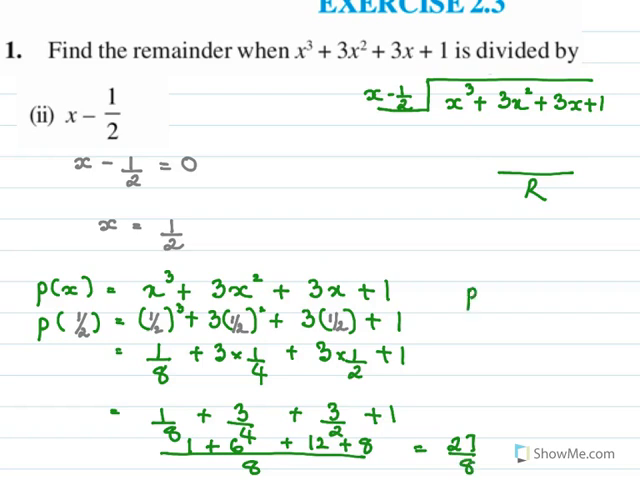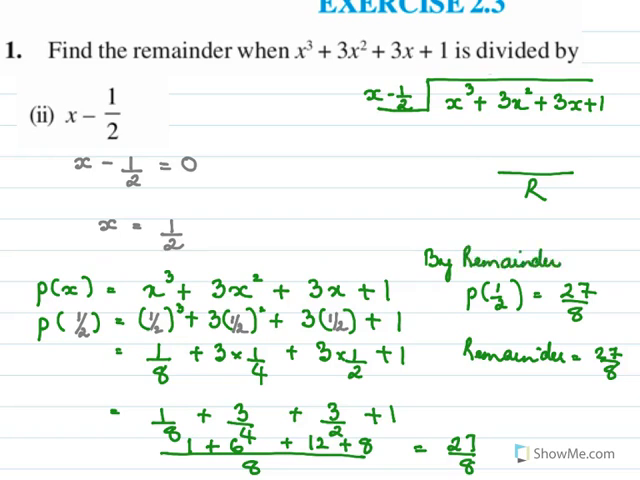So we found p of 1 by 2 equal to 27 by 8. Therefore, remainder equal to 27 by 8. Remember, this is by remainder theorem. So we can now erase this r, and we know that if we were to do our long division, we would get 27 by 8.